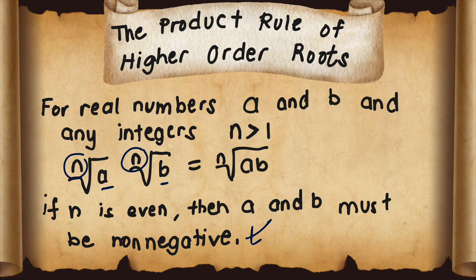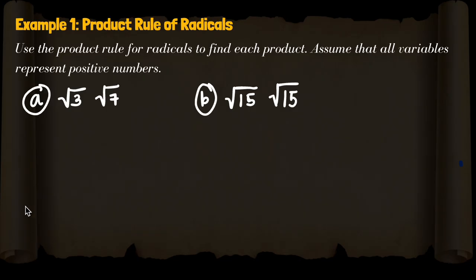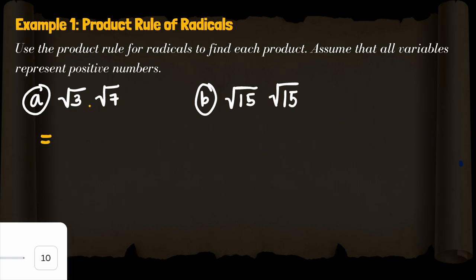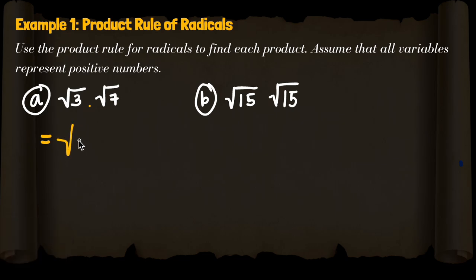Okay? So, in this case, allow me to give you some examples sa product rule. Ang gagawin natin dito, gagamitin natin ang product rule for radicals to each product, and we will assume that all variables represent positive numbers. So, in this case, we have the first example, square root of 3 times square root of 7. So, what we can do here is first, we want to apply the product rule for radicals.